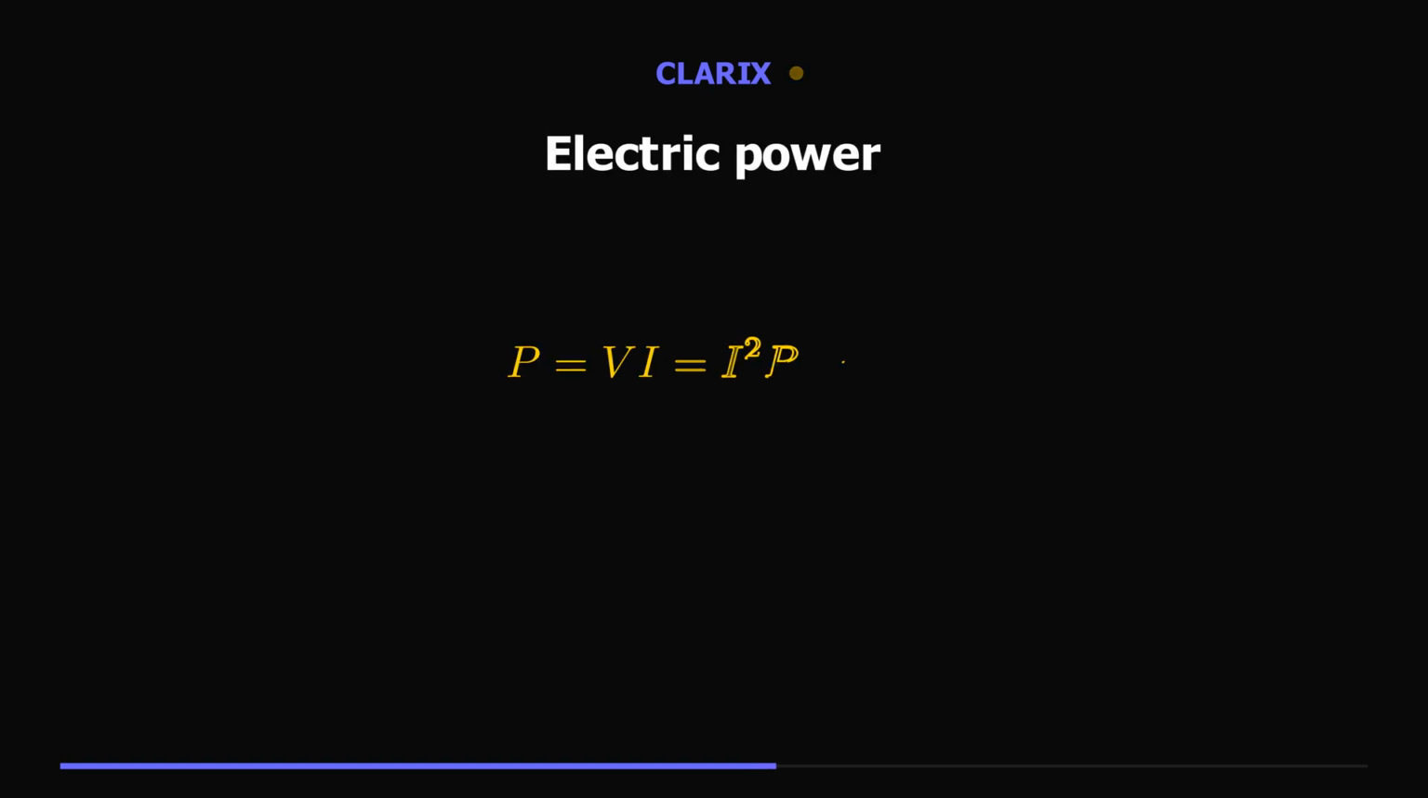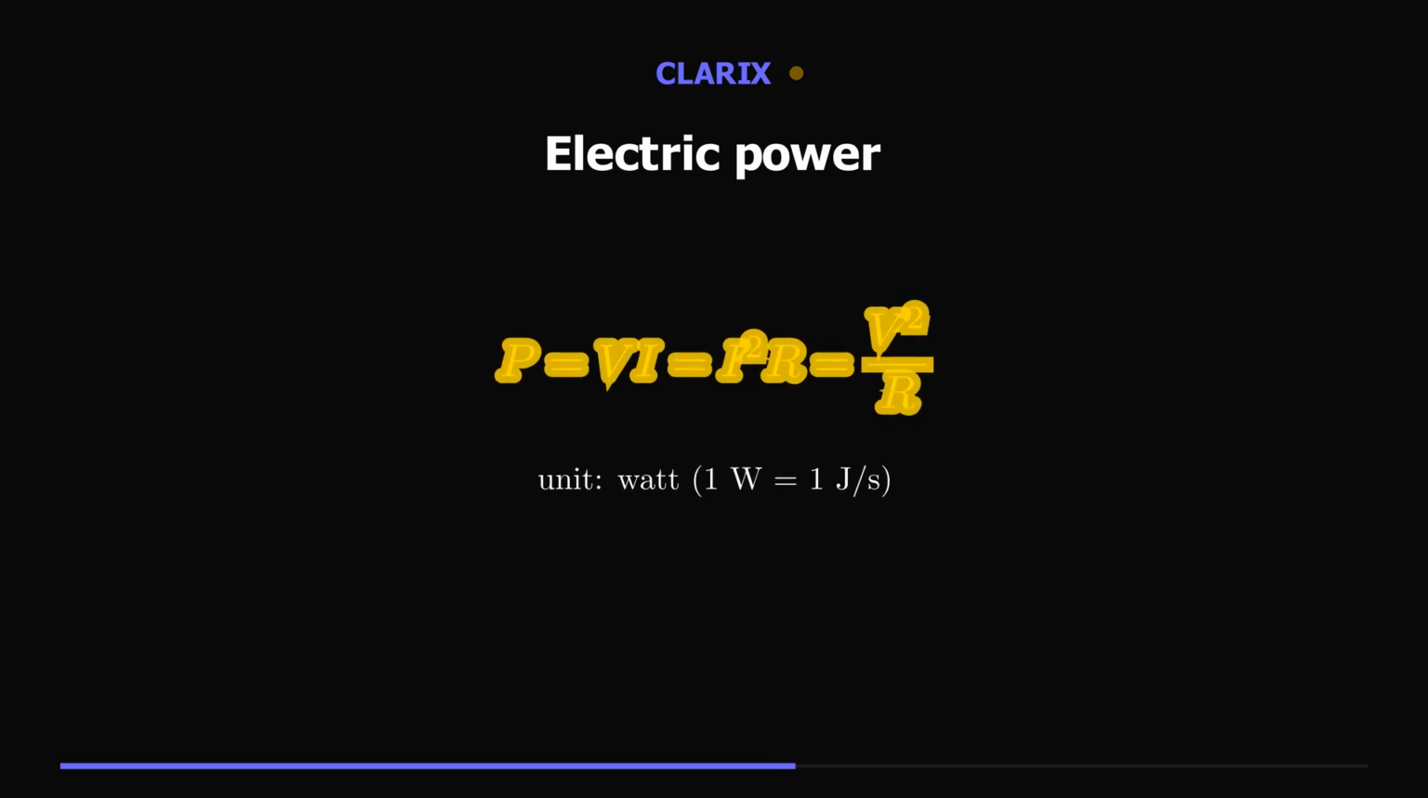How fast is electrical energy being used? That's the power. Electric power P equals voltage times current, V times I. Using Ohm's law, you can rewrite it 2 more ways: I squared times R or V squared over R, whichever fits what you're given. The unit of power is the watt. 1 watt is 1 joule per second.